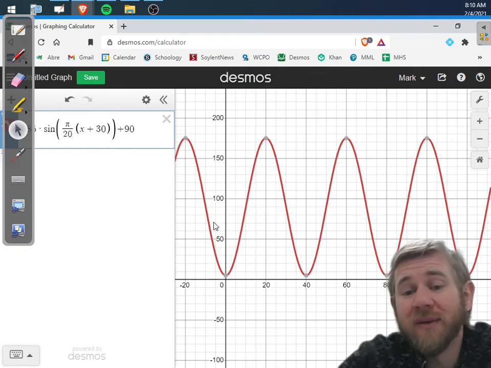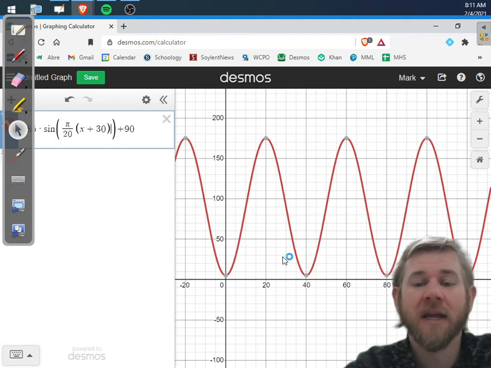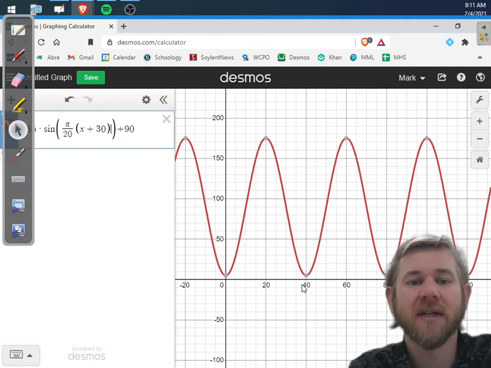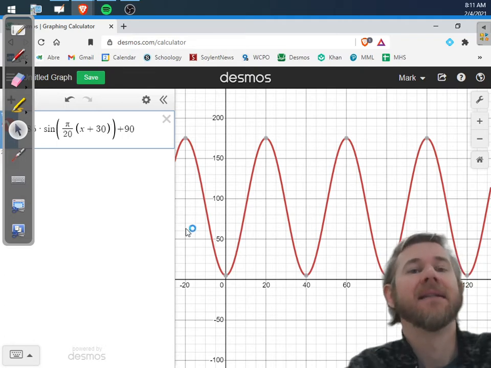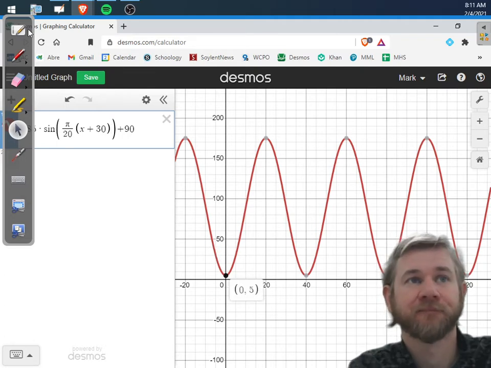You could also do the same thing with a cosine function if you wanted. But there's lots of ways you could create this function. The important thing is that at 0 seconds, you're 5 feet in the air.